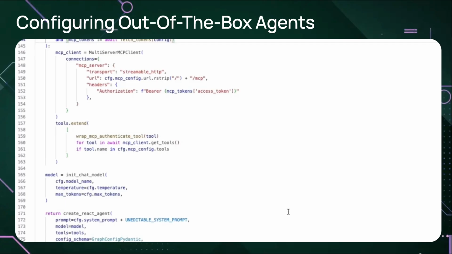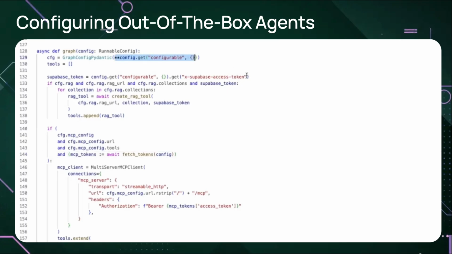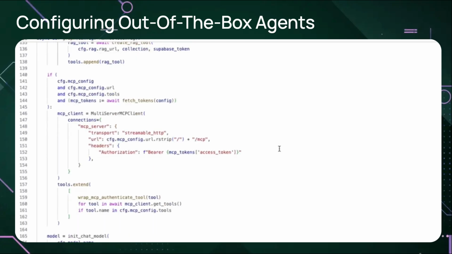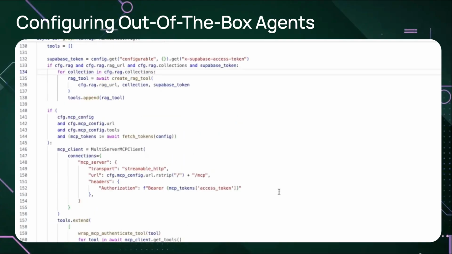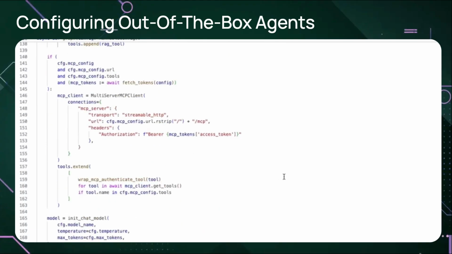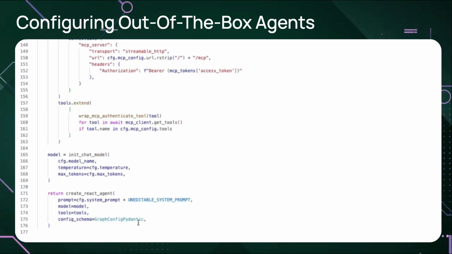When our graph function, where we pass in our runnable config, is invoked, it extracts the configurable dictionary from runnable config, passes it into our strongly typed pydantic model, an instance of graph config pydantic we define above, which is then used to wire up RAG tools, MCP tools, and the LLM. Finally, when we pass this to the config schema of create React agent, we ensure that the same schema drives the auto-generated no-code UI in OpenAgent Platform.